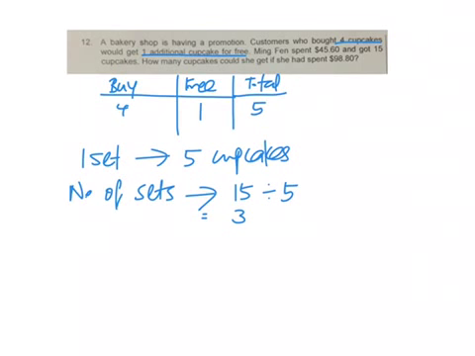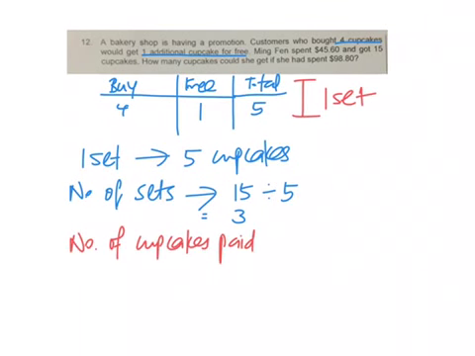Look here. If this is 1 set, she's got 15 cupcakes. That means she would have paid for 3 times 4 cupcakes. So the number of cupcakes paid for would be 3 times 4 equals 12. And 12 cupcakes cost $45.60. Now another way of looking at question 12 is to do the ratio method.